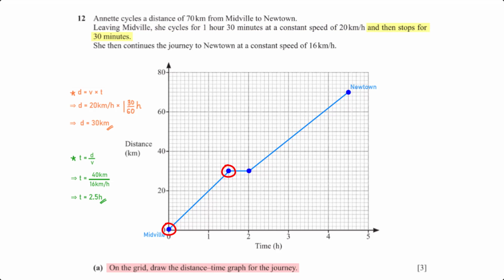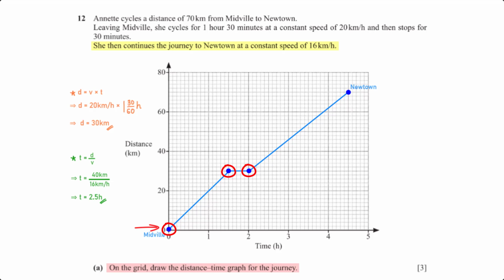We are told she stops for 30 minutes. 30 minutes is 0.5 hours. 1.5 plus 0.5 hours is 2 hours. Since she's at rest during this time, we mark the next point, which is 2 hours, 30 kilometers. From here, she continues the journey to Newtown at a speed of 16 kilometers per hour.